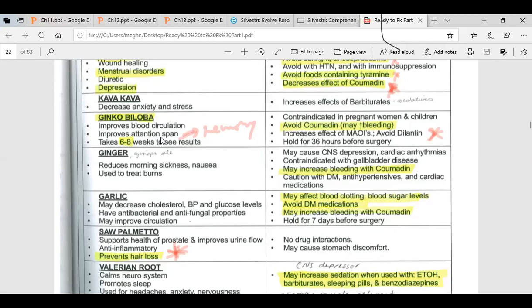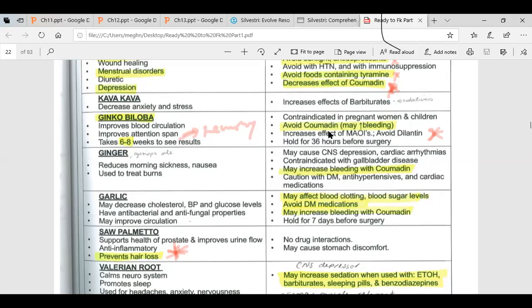Maybe, or maybe not. And again, if a patient takes Coumadin or a blood thinner, it is not good. Tell them not to take ginkgo biloba and Coumadin together because it increases the bleeding tendency, right? It also increases the effect of monoamine oxidase inhibitors, which is called the dilantin.